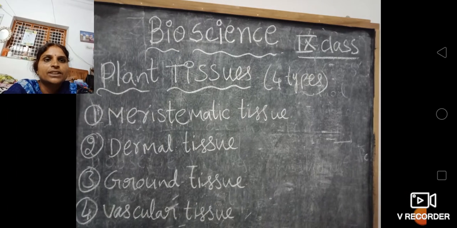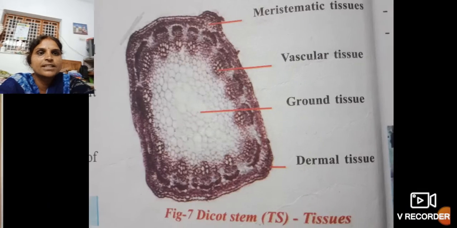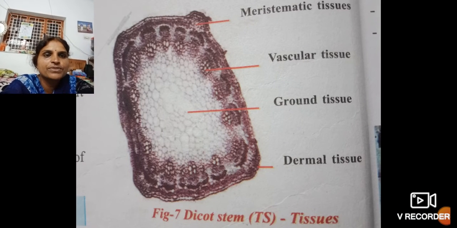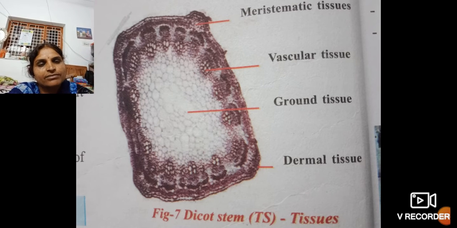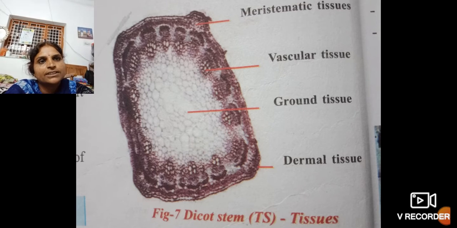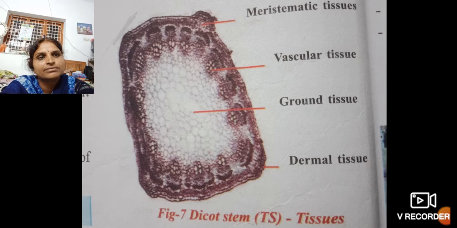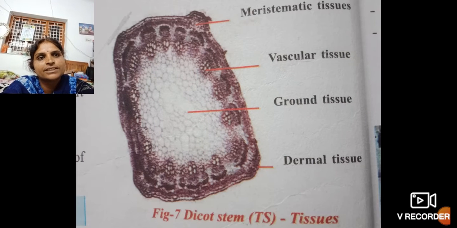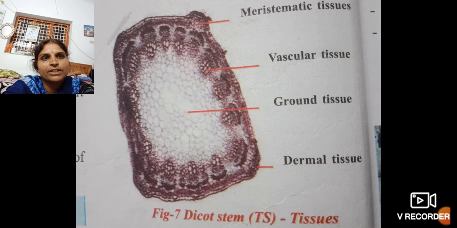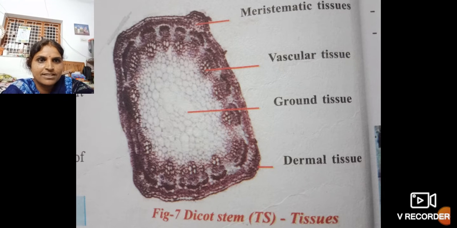These four types of tissues are present in the dicot stem. You observe in this picture that the four types of tissues are present. Where are they located? The outer covering is the dermal tissue. Below the dermal tissue, the meristematic tissue is present. Below the meristematic tissue, vascular tissue is present. In the middle of the stem, ground tissue is present.